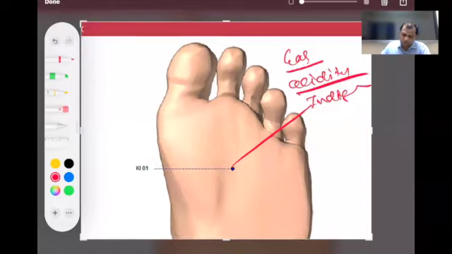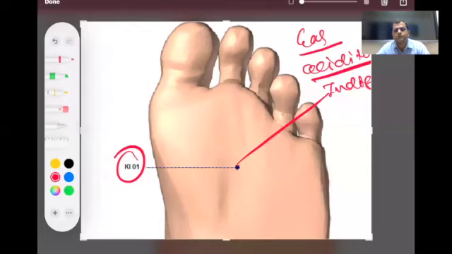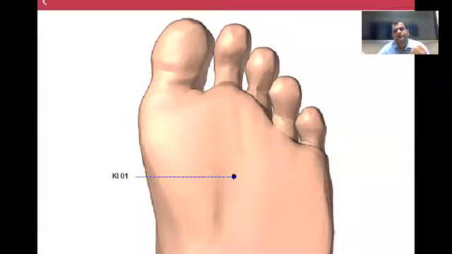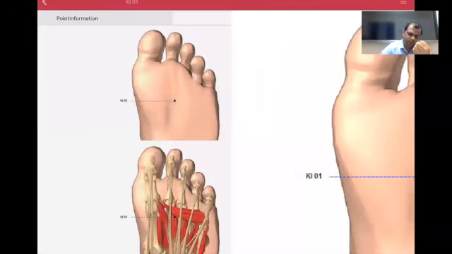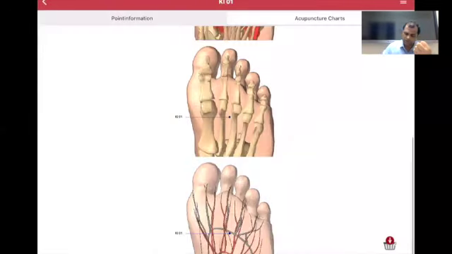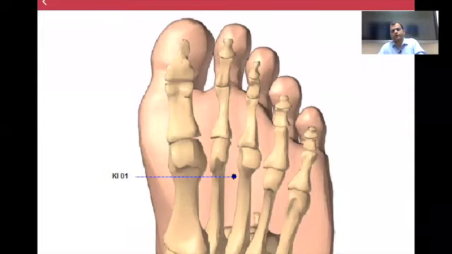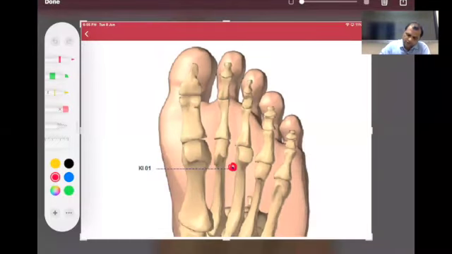So we have worked on kidney 1 and we have seen very good results. Then I kept thinking about how kidney 1 is working. Two things came to my mind. One, kidney 1 itself is a very good point. The other thing is the location of kidney 1: it is between the second and third metatarsal bone.